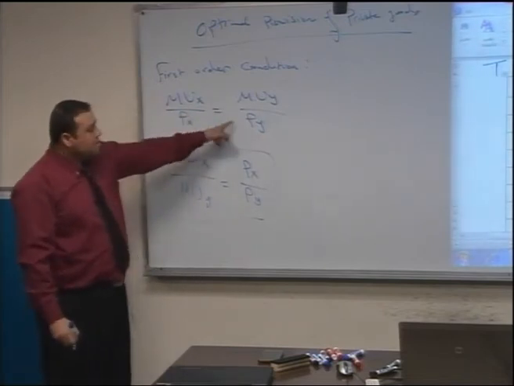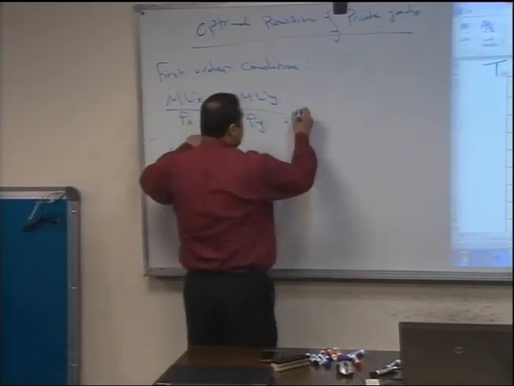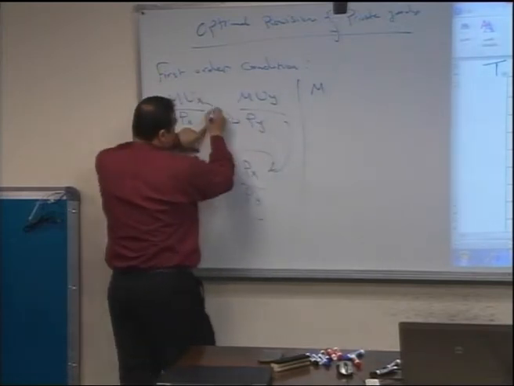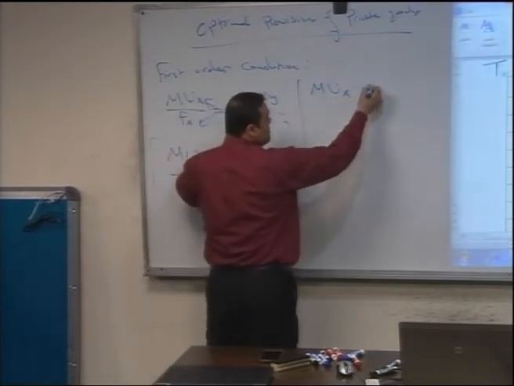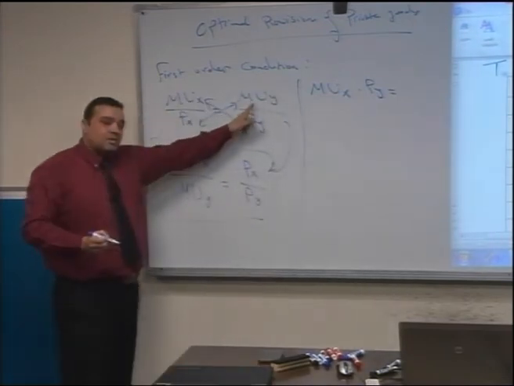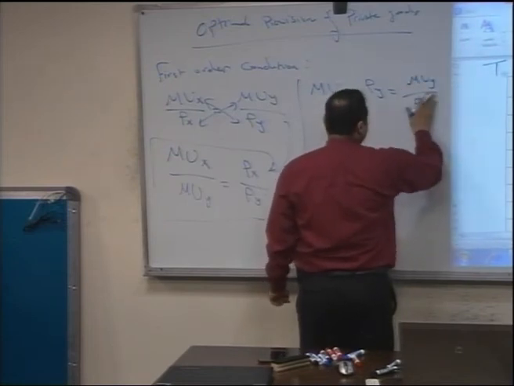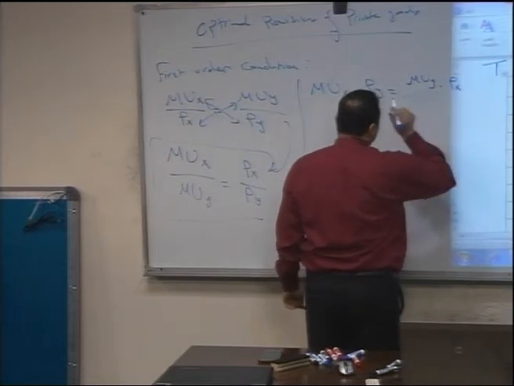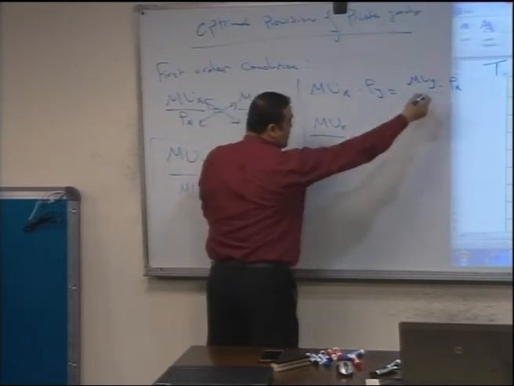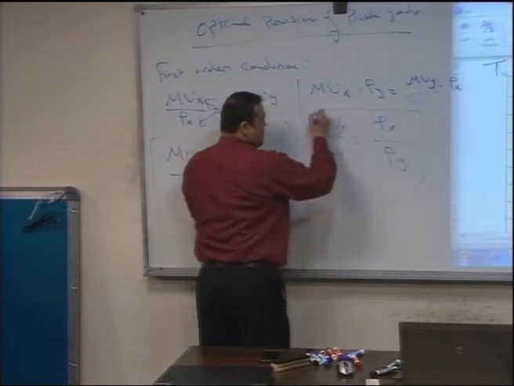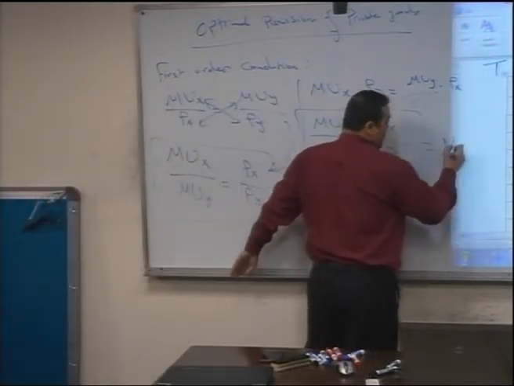How? Cross multiply to reach this. So we say marginal utility of X times the price of Y equals marginal utility of Y times the price of X. Then divide this by this, and we get the marginal utility of X over the marginal utility of Y equals the price of X over the price of Y. This is the first order condition. And this is the marginal rate of substitution.